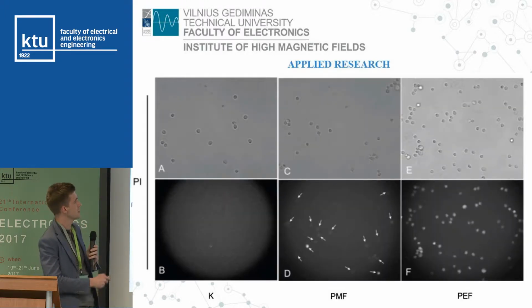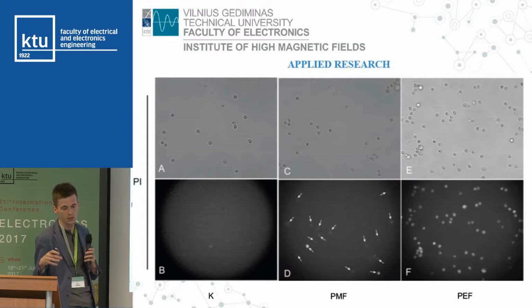Applied research. So we use cells. This is the control. Sadly, it's not so well seen here, but you can see that the cells are slightly fluorescent. So we used a fluorescent marker that usually does not go into the cells if the cells have good integrity, so the membrane is quite good. But after application of the pulse magnetic field, after using this generator, we can see slight fluorescence of the cells.